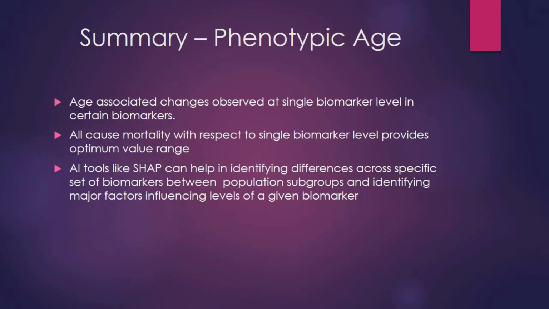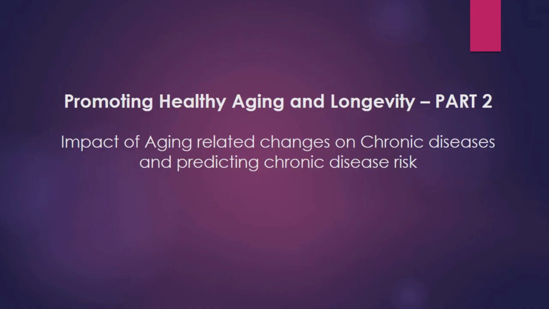Summary: phenotypic age. The slide summarizes that single biomarkers exhibit clear age-associated changes. The longevity biomarkers influence all-cause mortality, and AI tools like SHAP are highly effective at identifying biomarker differences across various population subgroups, and for identifying major factors influencing levels of a given biomarker.